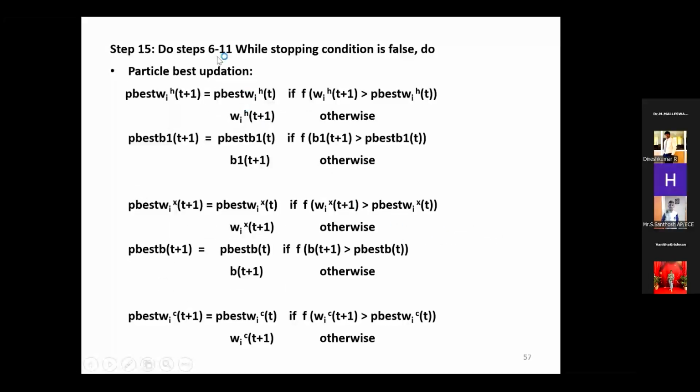Do step 6 to learn while the stopping condition is false. So do the particle best updation. Your personal best updation will be as follows: if it is greater than your weight values; otherwise, it will be the hidden layer weight factor at t plus 1. Similarly, for the personal weight value of bias, the personal weight factor of your output, the personal weight values of bias of your output, finally you will get the personal weight value of your context. The same way, you update your weight values and bias values until the stopping condition.